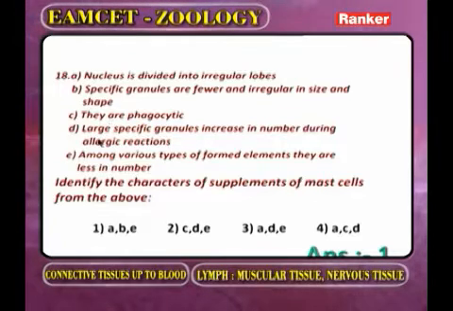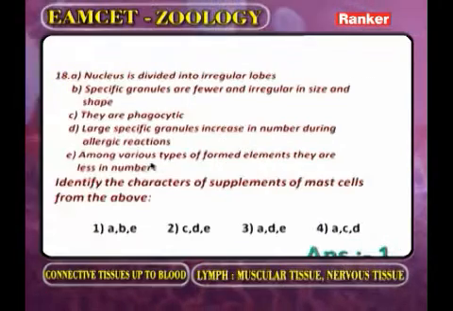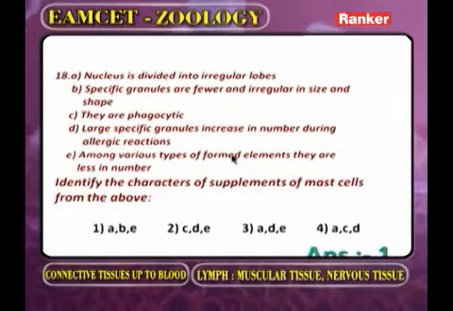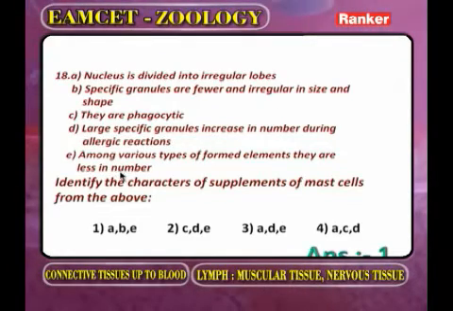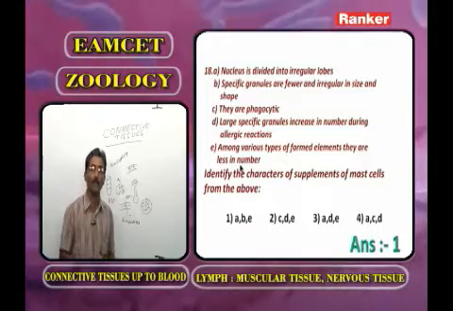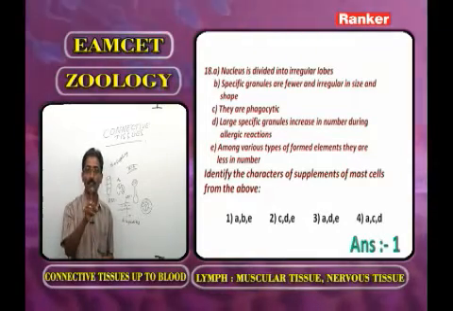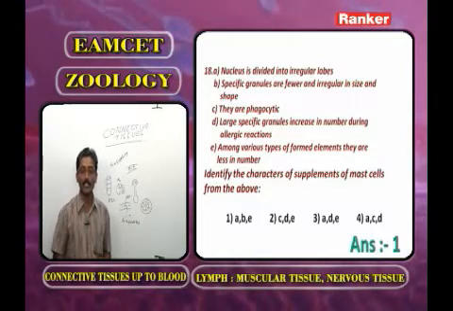And D, large specific granules increase in number during allergic reactions. For that statement, what is the correct answer? Eosinophils. But we are asking for the correct statements for the basophils. Now what is the E statement? Among various types of the formed elements, they are less in number. Now as we observe the WBC, the basophils number is very less, just 0.4%. Now what is the correct answer? The first answer, that is A, B, E statements. Now we go for the next question.